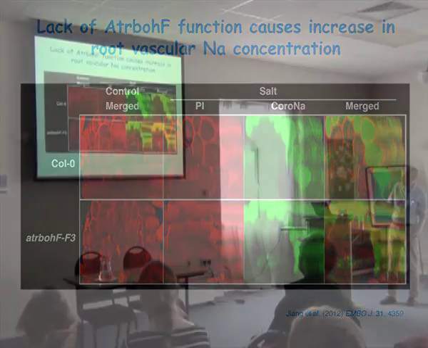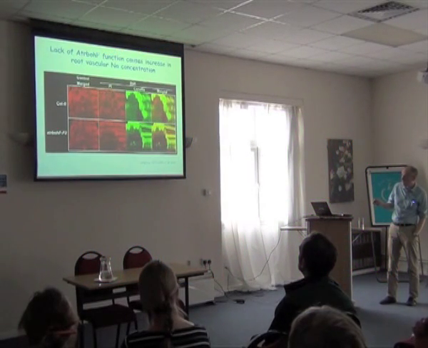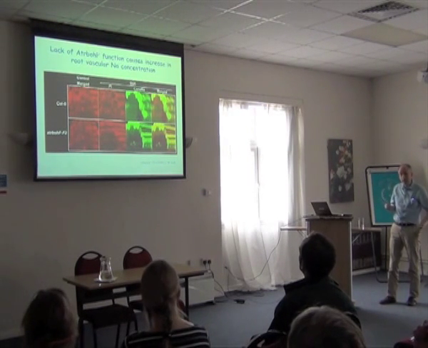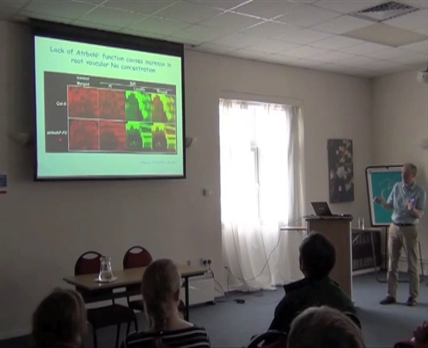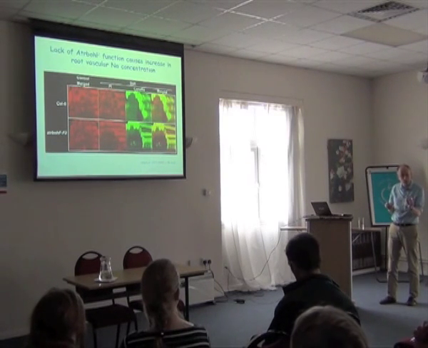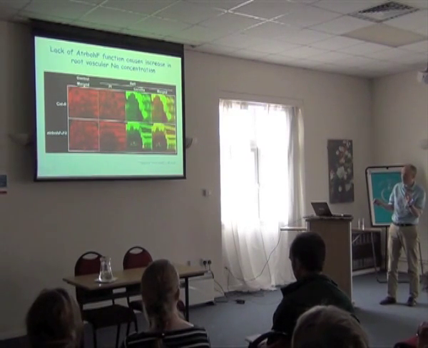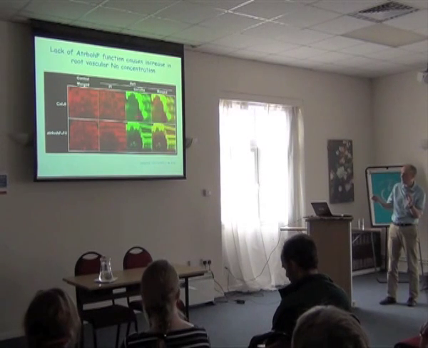Conversely, if you look at our A2RBOHF mutant, you still see lots of salt in the epidermis. Now you also see a bit of salt staining here. That corresponds to the vasculature. So what that's telling you, or indicating, is that in this mutant, the mutant that can't make ROS in response to salt, you now have more salt in the vasculature than you have in the wild type plant.